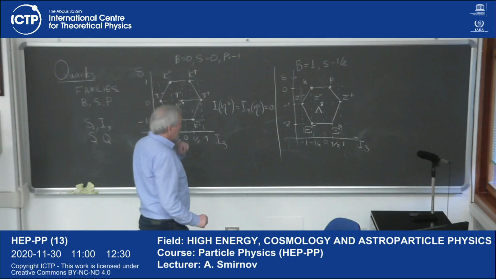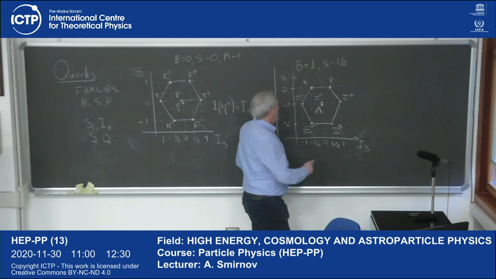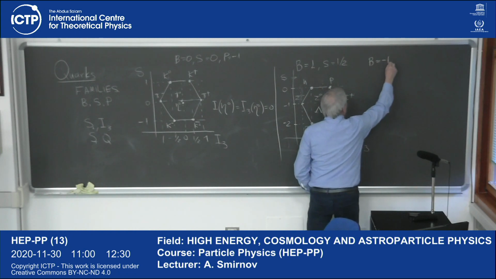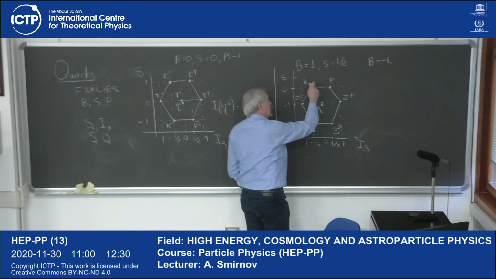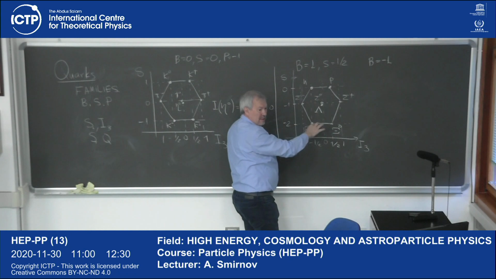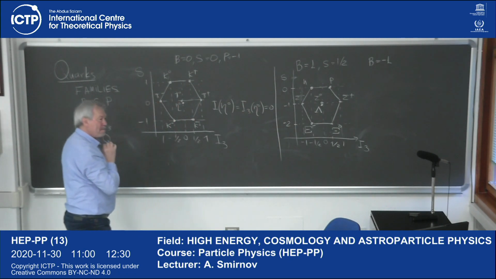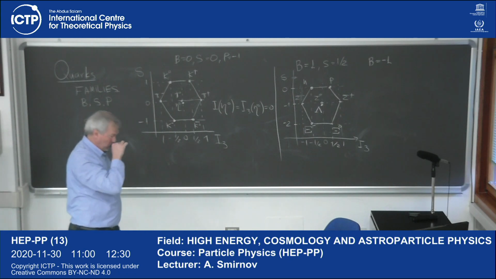Now, this is for baryons, and of course there is a similar octet with baryon number -1 when you put antiproton, antineutron, antisigma, etc. Okay? Questions?